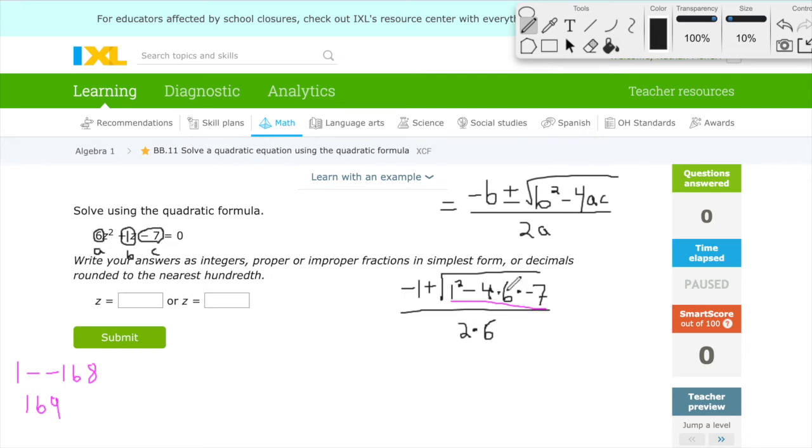I could rewrite this, and instead of this underlined part, I would have negative 1 plus the square root of 169 divided by, remember that's a 6, 2 times 6, I guess we could go ahead and do that. That's not too challenging. 12. So now there's a lot less to deal with. So that's going from here to this step.